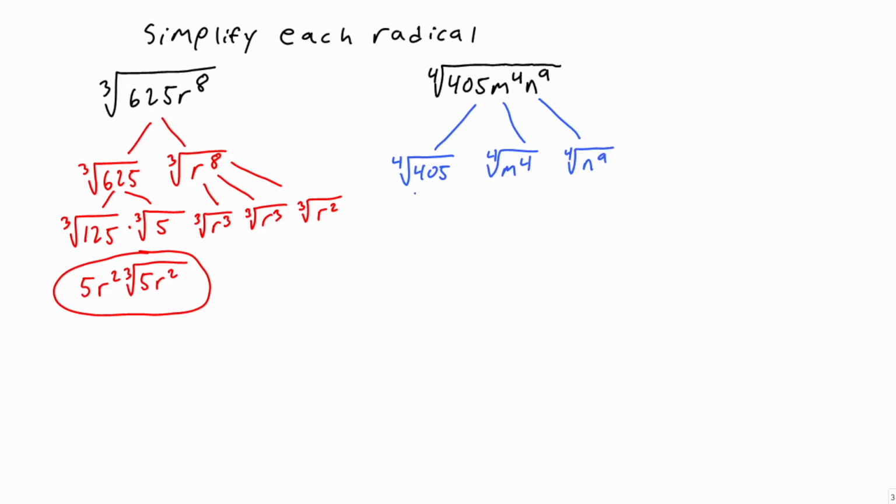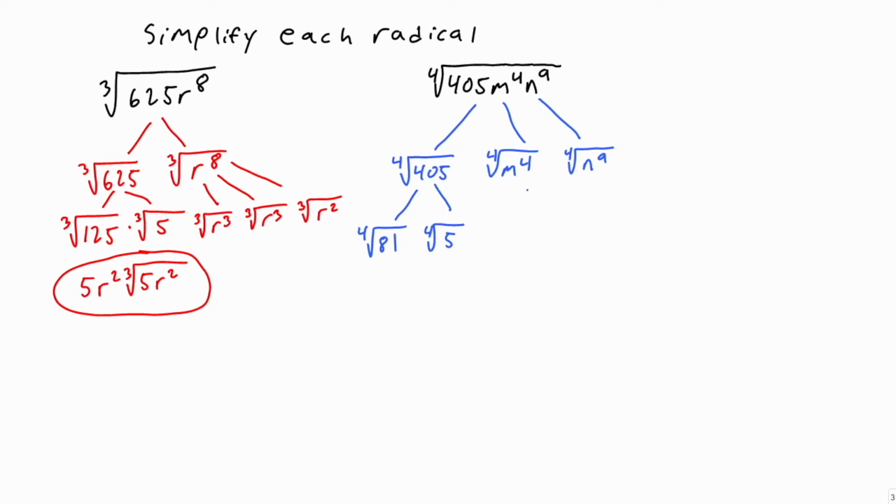And so what's a perfect 4th that we can divide out of 405? That's going to be 81. And 405 divided by 81 is 5.